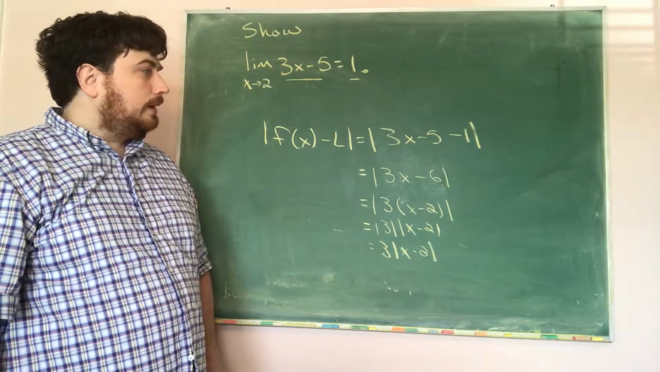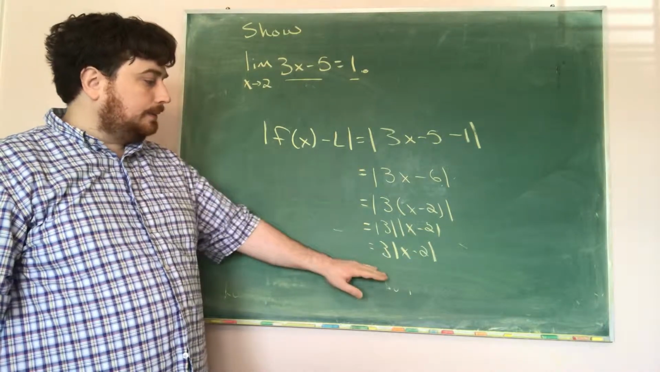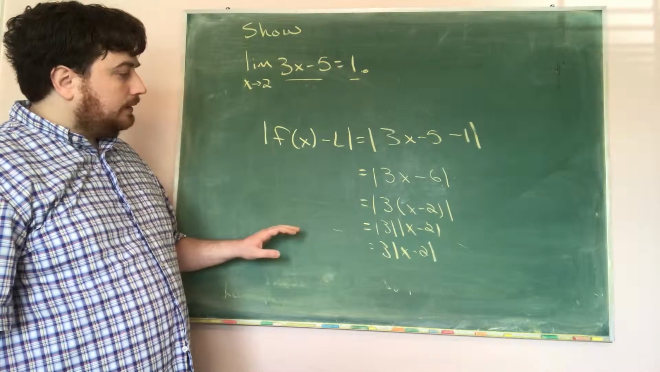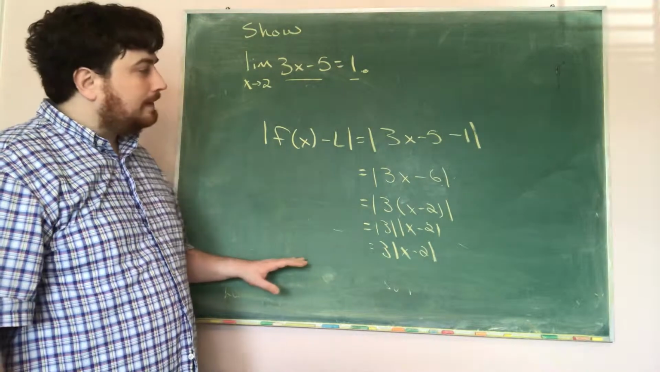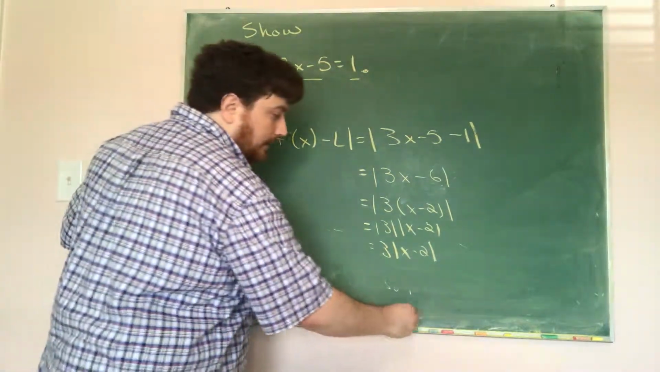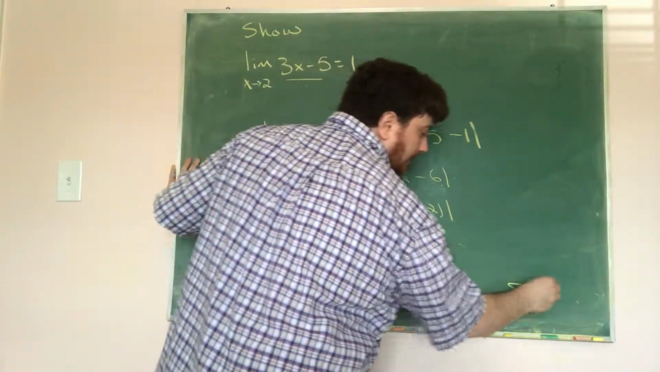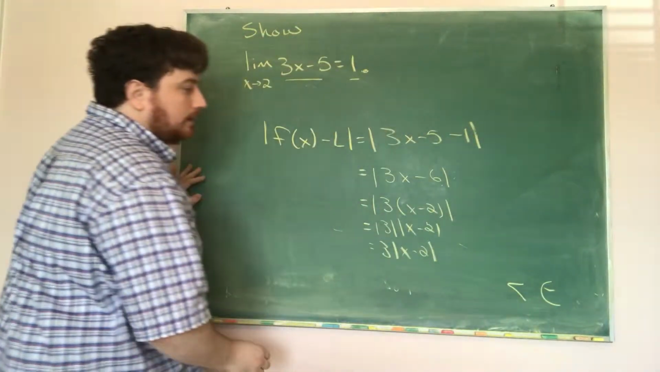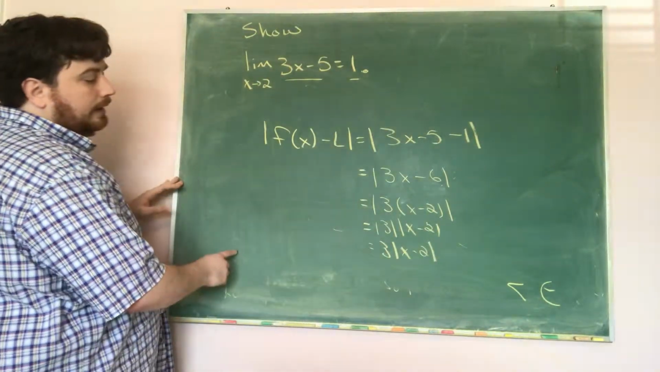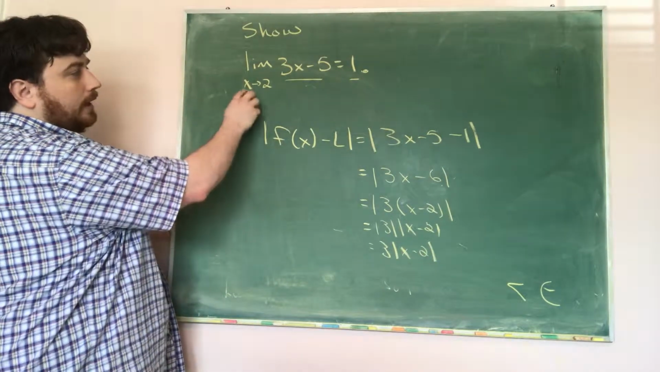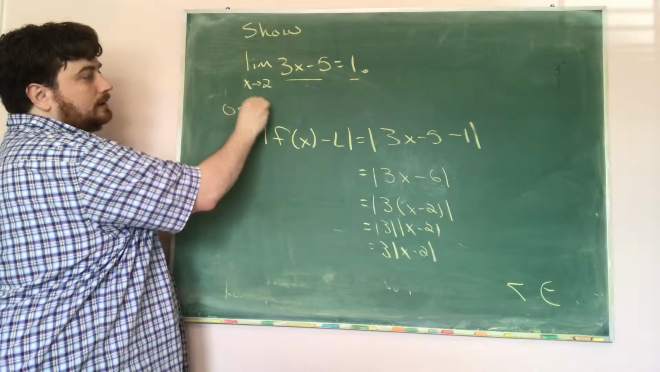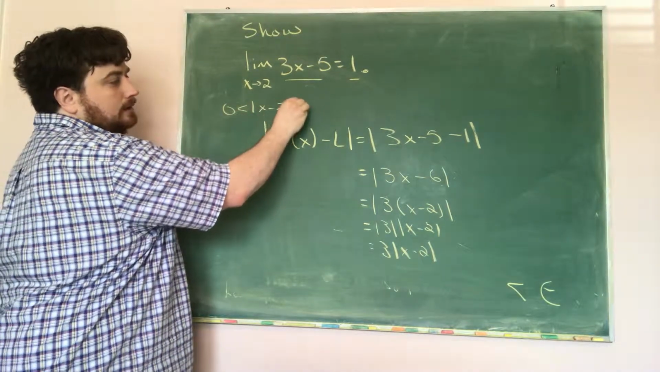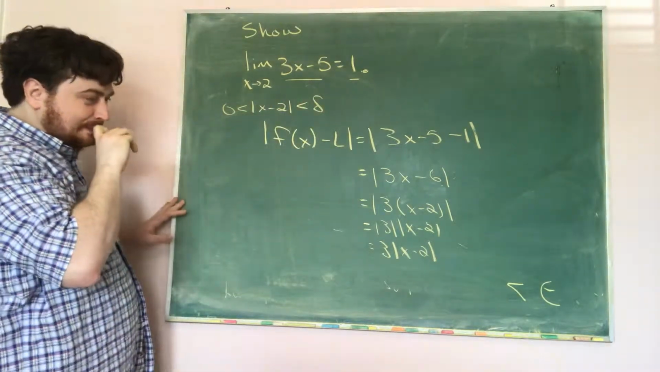Now what I want to point out is that once I get this simplified, the idea is that you're going to give me an epsilon. I need to pick a delta based on your epsilon. What I need is that in the end, I need this to be less than epsilon. But what I get to pick is delta, so that I'm within delta of x, that is, 0 is less than |x minus 2| is less than delta.